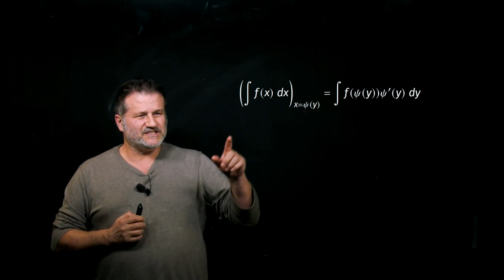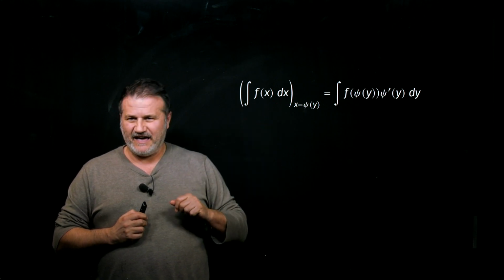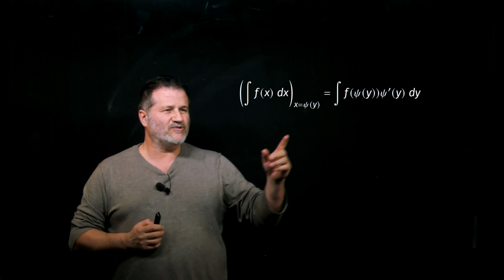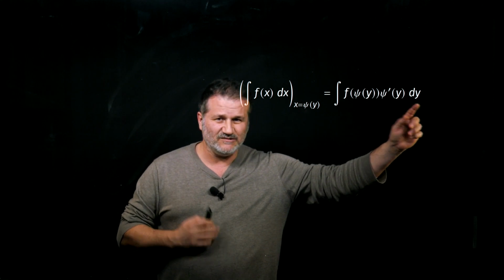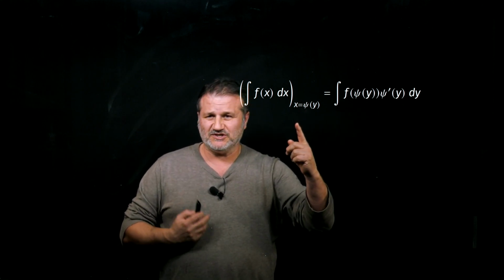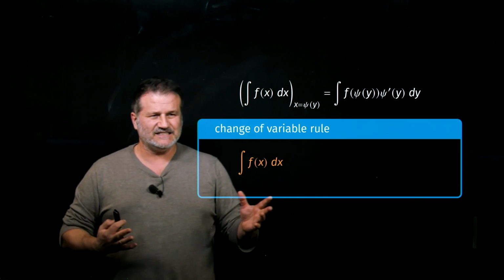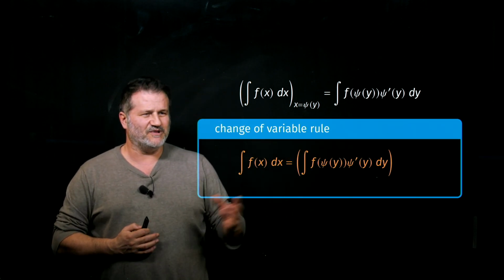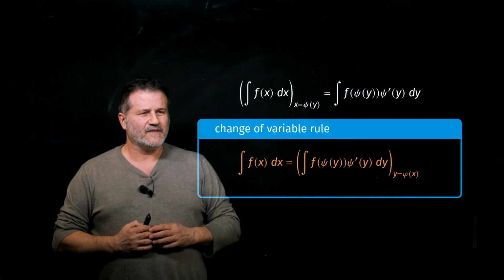Or in other words, a primitive of f in the variable x now is the right-hand side, which depends on y, when we replace by y what corresponds to x, so y equals phi of x. And that's the change of variable formula that we see here.